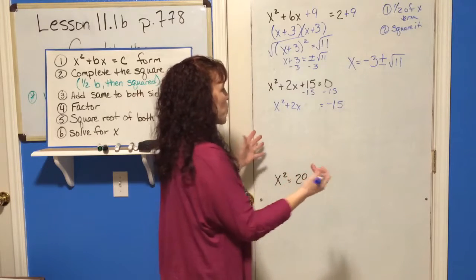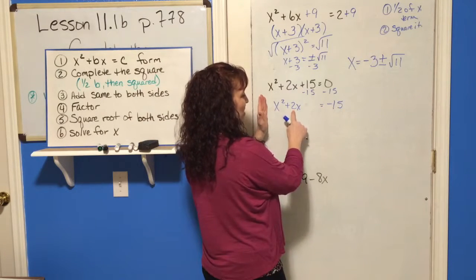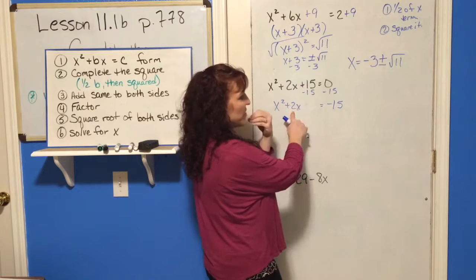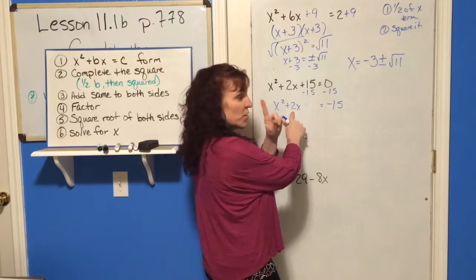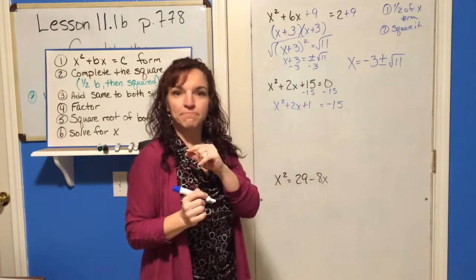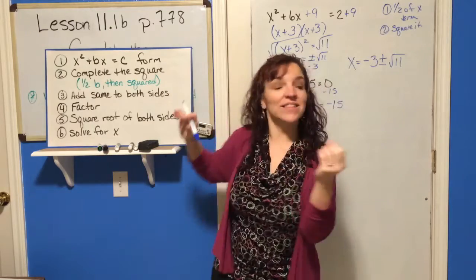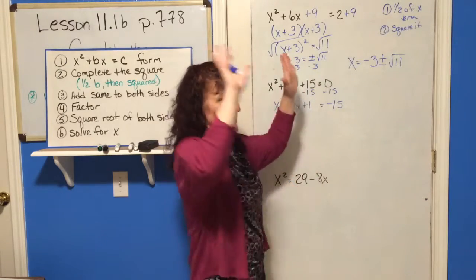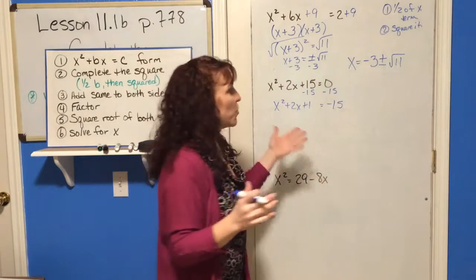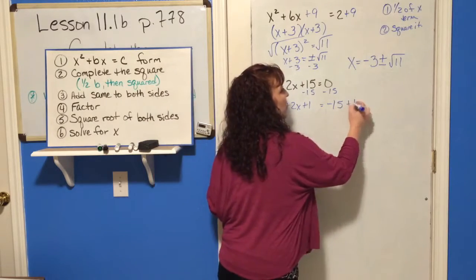So to complete the square, we're going to look at this side of the equation. We're going to take this x term, half of it, half of 2 is 1, squared. 1 times 1 is 1. Now don't forget to add the same thing to both sides. I can add that there and make this a perfect square trinomial. But it will make our equation unbalanced if we don't add the same thing to the other side.